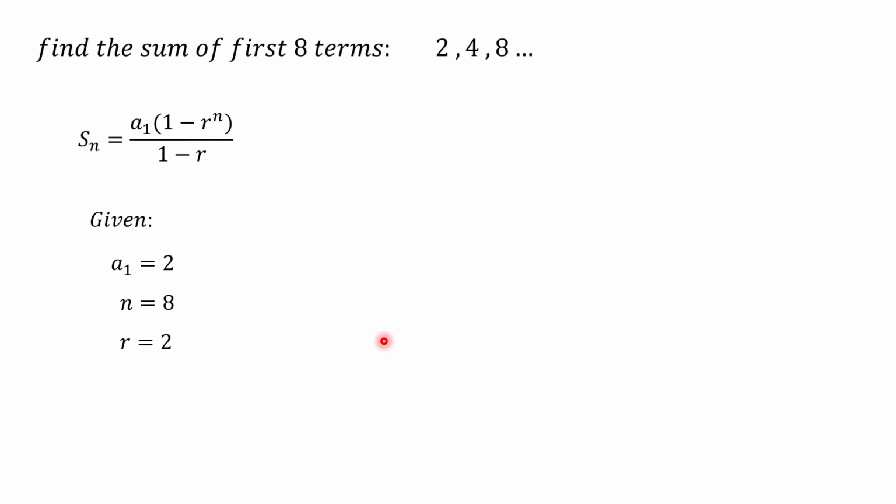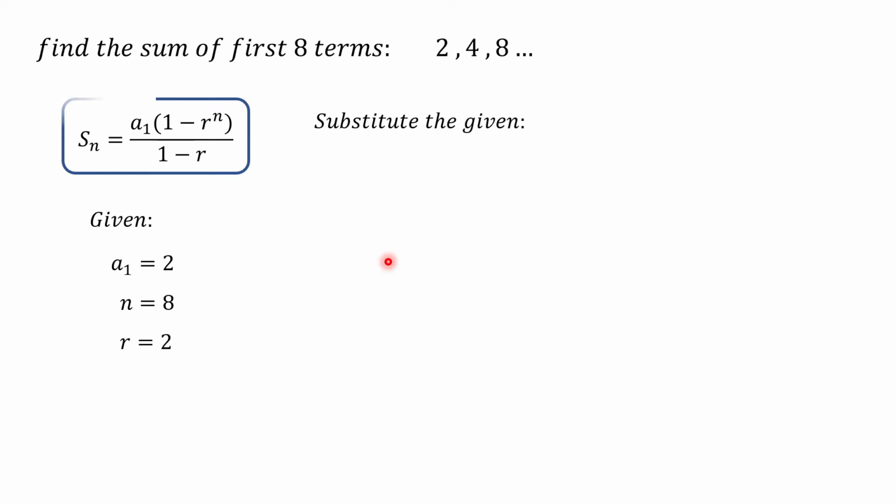So, now, isosolve na natin using this formula. So, we have to substitute all the given. Lahat ng ito is-substitute natin ngayon sa formula na napili natin. So, isa-isahin natin. So, we have S sub 8, which is the sum of the first 8 terms, is equal to, divide natin ngayon, yung first term natin is 2. Then, close and open parenthesis, 1 minus r, r is 2, n is 8. Then, over 1 minus r, r is 2. So, this is now the result. So, i-compute na natin. You can use your calculator in solving this one.